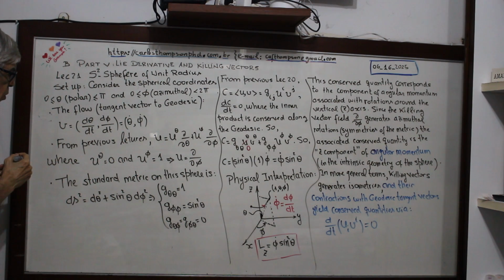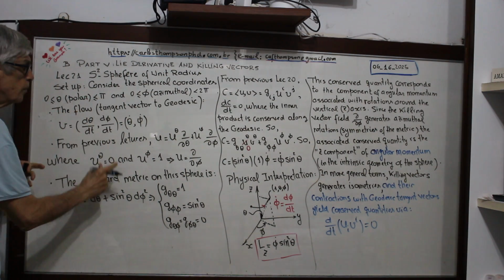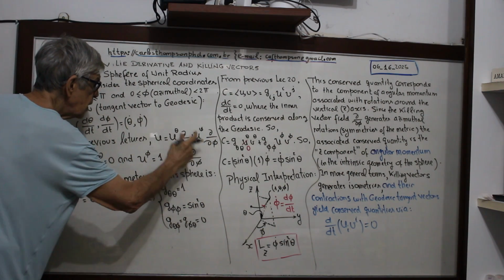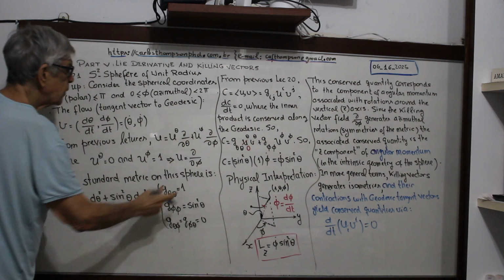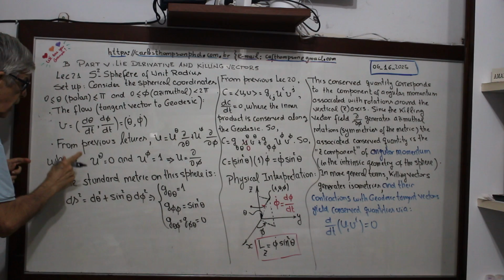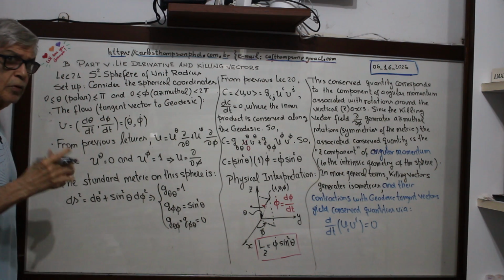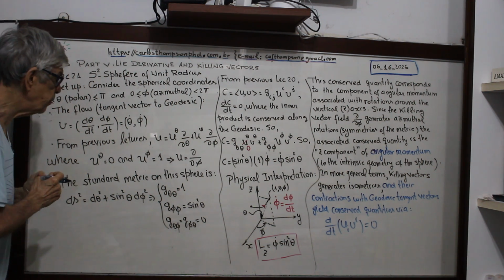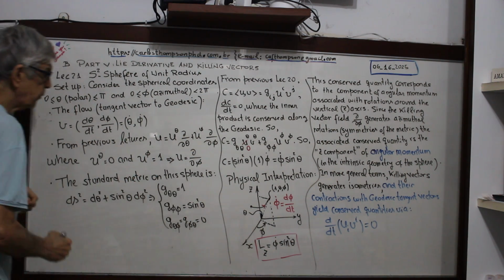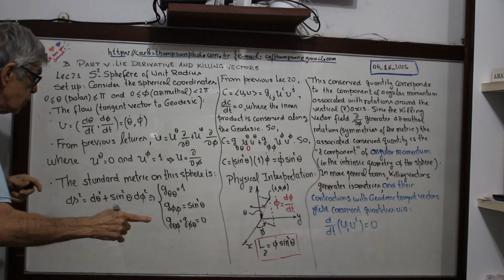Okay? So, from the previous lectures, the vector u has components u theta and u phi, with the basis vectors partial theta and partial phi, where u theta is equal to 0 and u phi is equal to 1, as we derived in previous lectures. So the vector u is just partial of partial phi. We derived this. This is ready, just to use here.